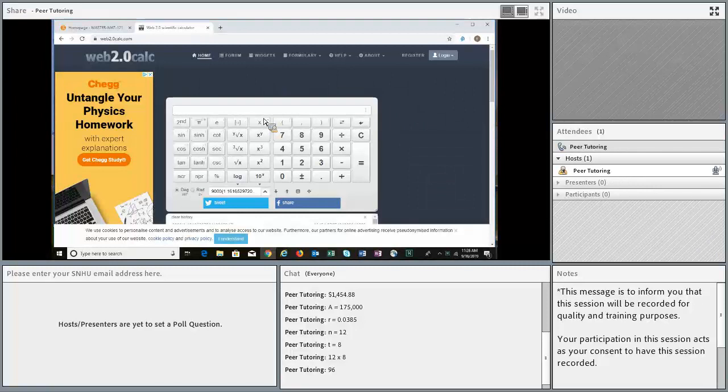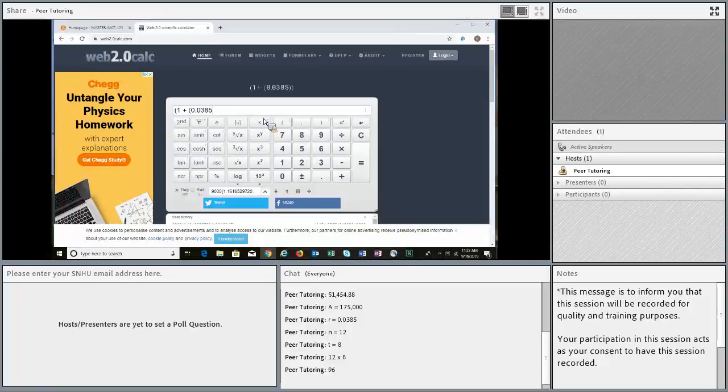I'm going to share my screen. We're going to move over into Web 2.0 Calc. So clear this out. This one's a little tricky because we have fractions involved, right? Fractions within fractions. Where do I even begin? So this is what I would do for this one.